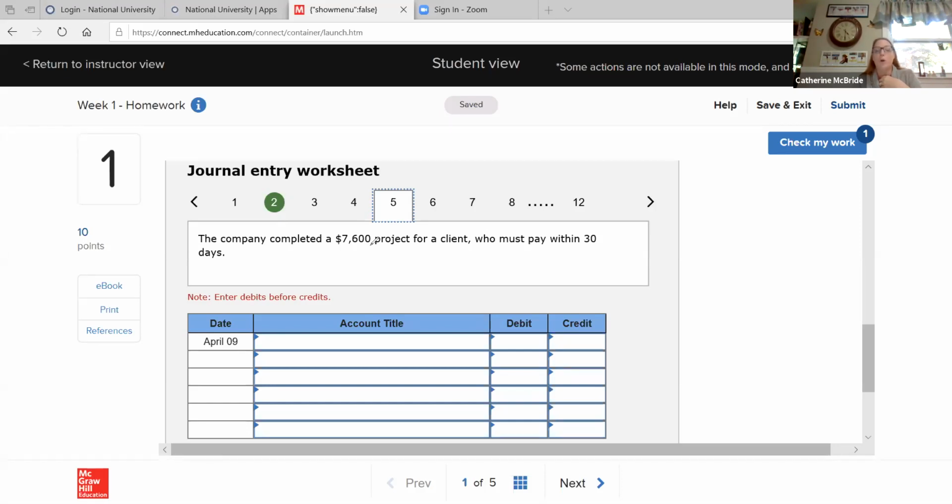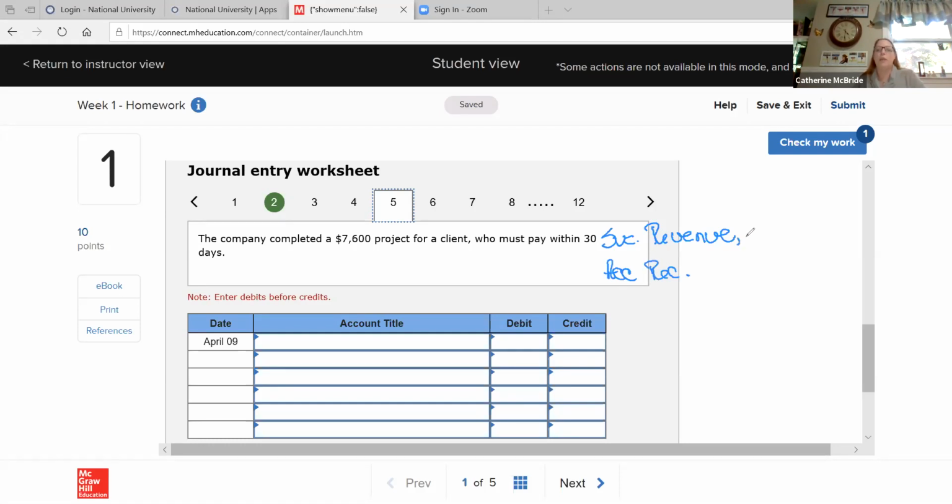Yes, we earned revenue even though we didn't get the cash, because remember, we earn revenue by providing the service. We provided the service. It doesn't matter that we haven't been paid yet. We still earned the revenue. So we have service revenue, and they haven't paid us cash. So what's that other account? If they're going to pay us later, what's that account? Accounts receivable. Perfect.